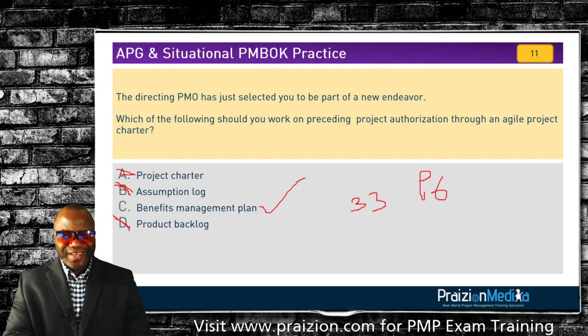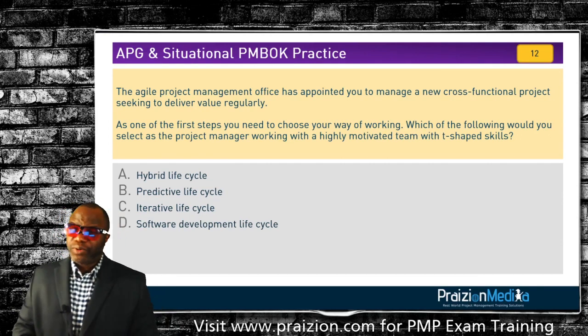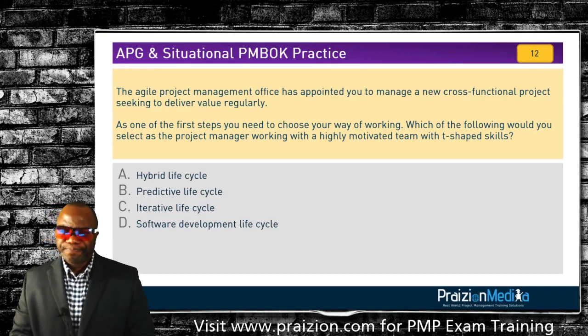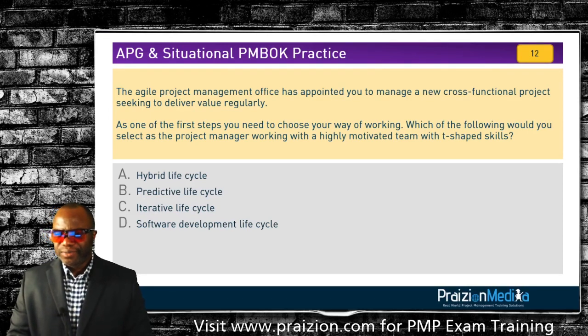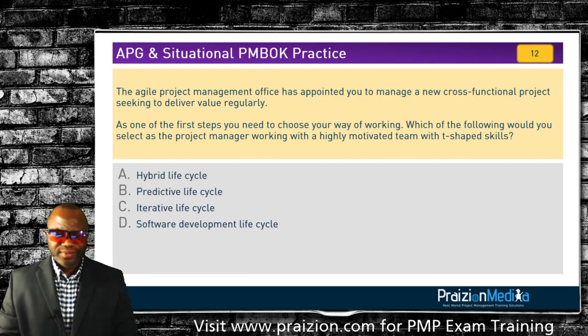One more question, and I promise this will be it. We'll be done. All right. The Agile Project Management Office has appointed you to manage a new cross-functional project seeking to deliver value regularly. As one of the first steps, you need to choose your way of working. Which of the following would you select as the project manager working with a highly motivated team with T-shaped skills? Would you select a hybrid life cycle, a predictive life cycle, an iterative life cycle, a software development life cycle?